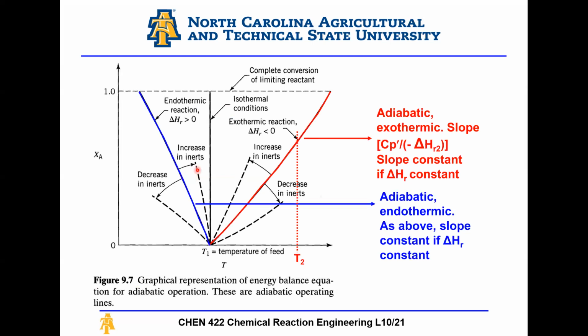Anyways, again, I have the adiabatic exothermic line, which is on the right-hand side. The slope is equal to this, and the slope is constant if delta HR is constant. On the other hand, you have adiabatic endothermic, which is the line on the left, and the slope is constant if delta HR is constant. Just be aware of these relationships and how these figures look.